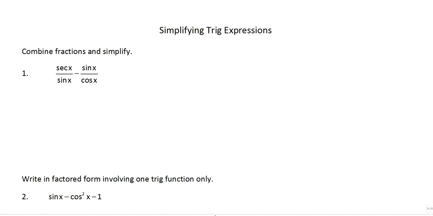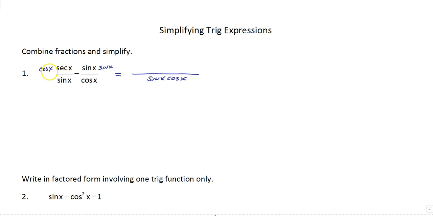So this first example, what are we doing? We are going to combine fractions. Well, how do you add or subtract fractions? You need a common denominator. So that's the first thing we're going to do. Our common denominator is going to be sine x times cosine x. So first step, common denominators. So sine x over here, cosine x over here. So this side needs the sine x. This side needs the cosine x. So first step, sine x, cosine x in your denominator.